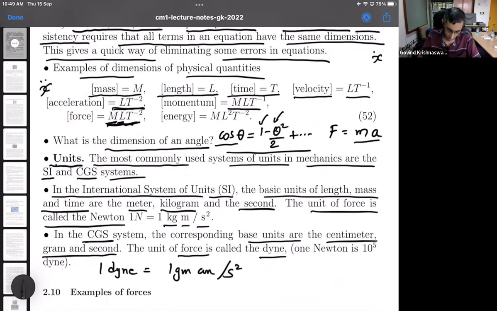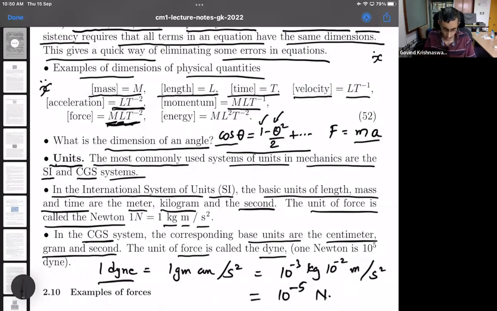Okay, and one can convert a gram to 10 to the -3 kilograms. A centimeter is 10 to the -2 meters, and second is of course a second. So this is 10 to the power of -5 newtons. Okay, so this is the conversion between dynes and newtons. You just have to convert the basic units.